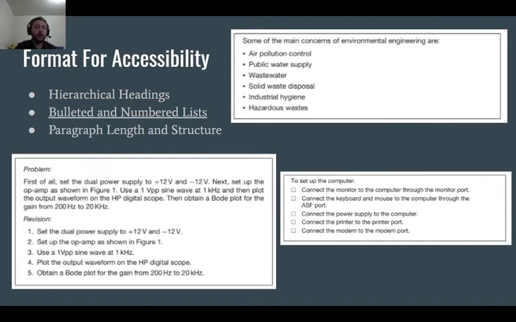Let's see, bulleted and numbered lists, same type of idea. You see, I do a lot of bulleted stuff. It's a lot easier to read information or to scan through information when it's in a bulleted or numbered format compared to when it's a paragraph. And you can see that in the bottom left right here, just without even reading any of the words.